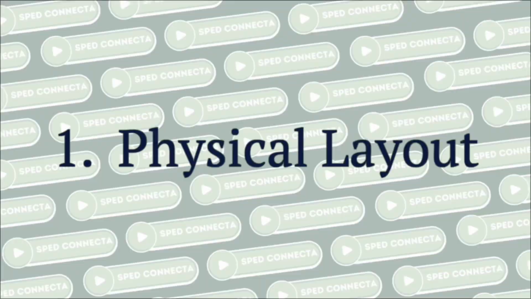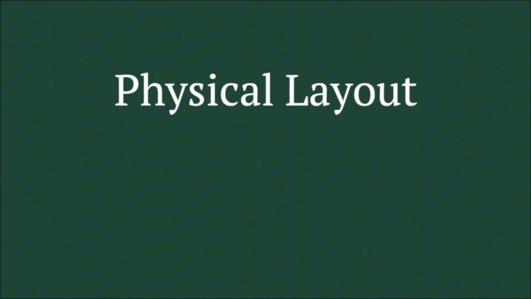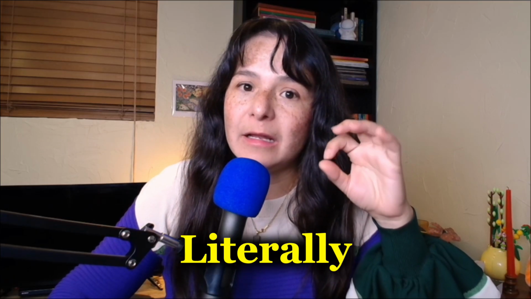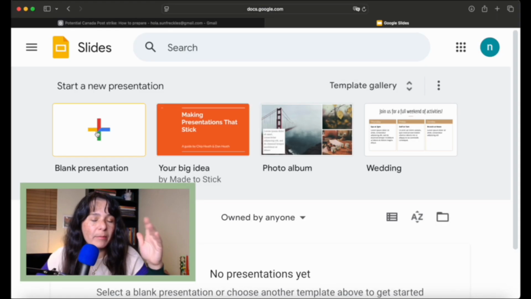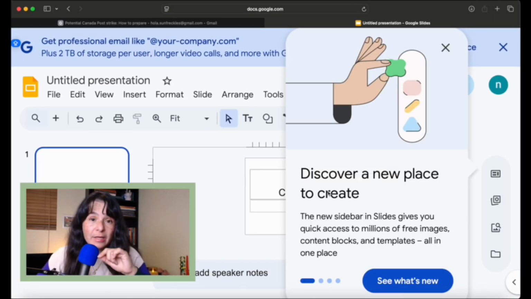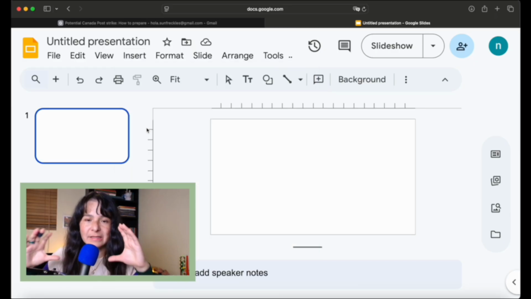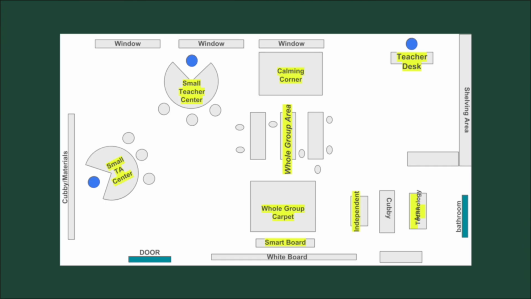We're going to start with the physical layout of the room. This part is going to be divided into two sections. The first section is the classroom map. What do I mean by the classroom map? I mean it literally. You need to create a classroom map. Open Google Slides or a PowerPoint. Go to the section that gives you the different shapes. Basically, recreate your room in this slide. Give me the doors. How many doors do you have in your room? Where are they located? If you have a bathroom, where is this bathroom? How many boards do you have in your room? How many areas do you think you need to have in your room?